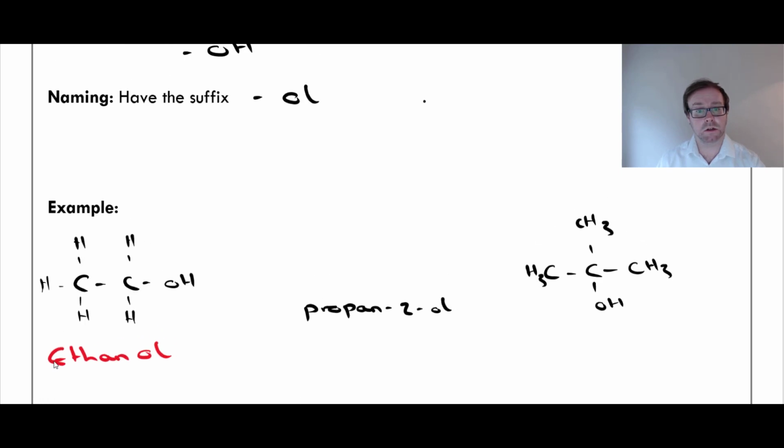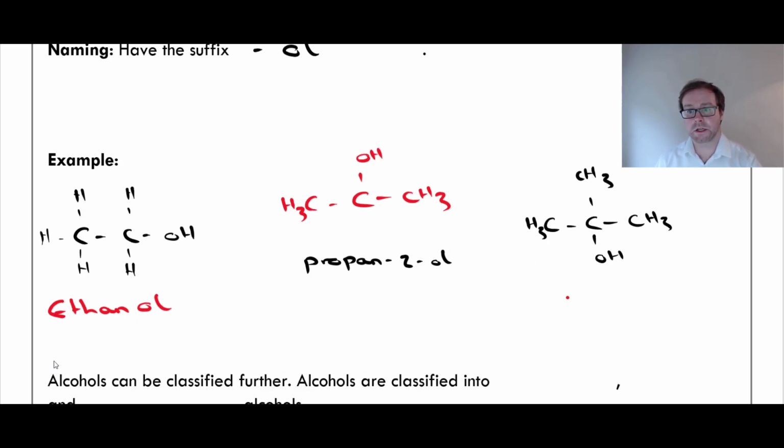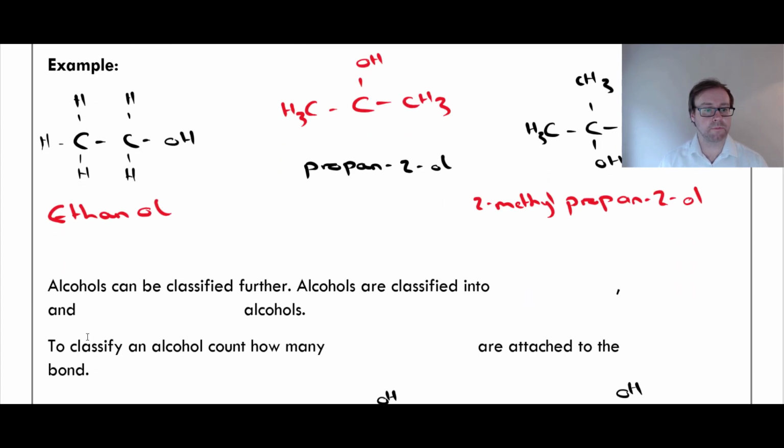This is propan-2-ol. Right, so the 2 represents the position of the OH on a carbon. So that must mean we have 2 carbons either side. So 1, 2, 3, propan-2-ol. And this, well, I know that my longest carbon chain is prop, because it's 1, 2, 3. I know that the position of my OH is on carbon 2, so propan-2-ol. And I also have a methyl group on carbon number 2, so 2-methylpropan-2-ol.